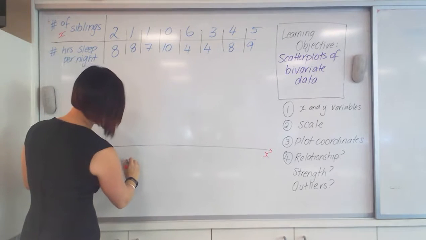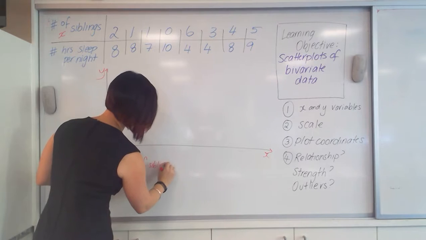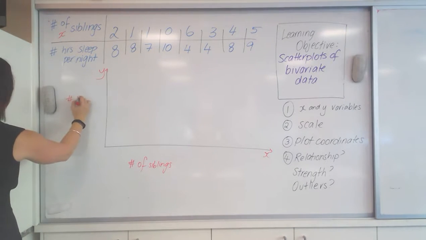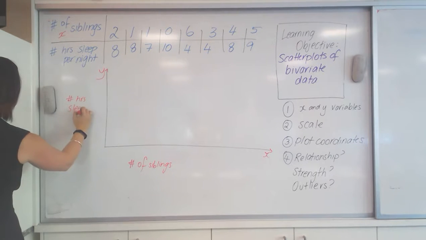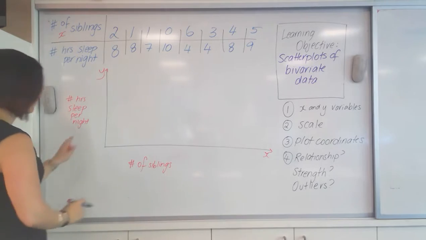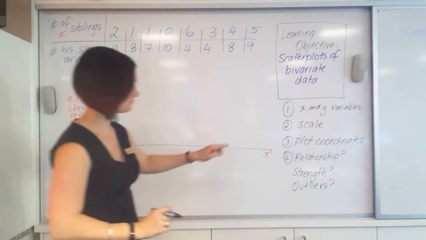So I'm going to put number of siblings down here, which means our y-axis is the number of hours sleep per night. And it is important to label them, guys. You have to make sure that they have titles, otherwise the numbers we use don't make sense.